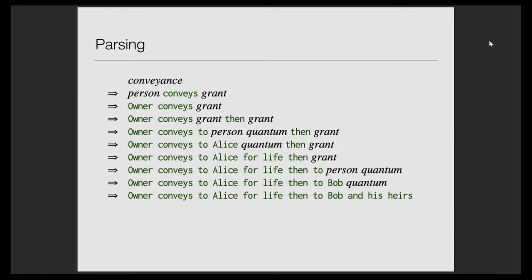And so with this, here is a derivation if you read from the top to the bottom, or a parse if you read from the bottom to the top. You start with a full conveyance: Owner conveys to Alice, and then to Bob and his heirs, and you just perform a parse on this to get yourself back up to the initial node in the grammar, the conveyance. And so armed with that tree, you have a structure for a particular conveyance.